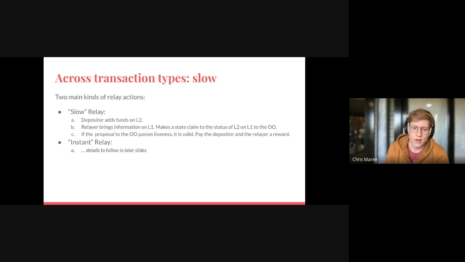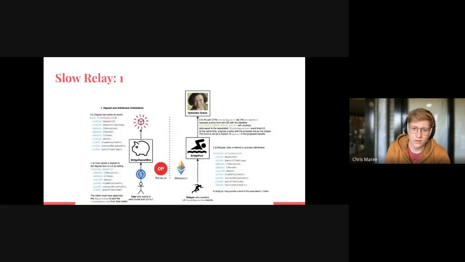We'll get to the instant relay a little bit later. I've got a diagram on the next slide that showcases this in a more visual way. I've also included the actual function interfaces so we can see what's going on. So 1A is the user sends a deposit, and we can see some of the information that's provided here: the recipient, L2 token, the amount, and then 3 variables that are to do with fees. And we'll get to fees a bit later.